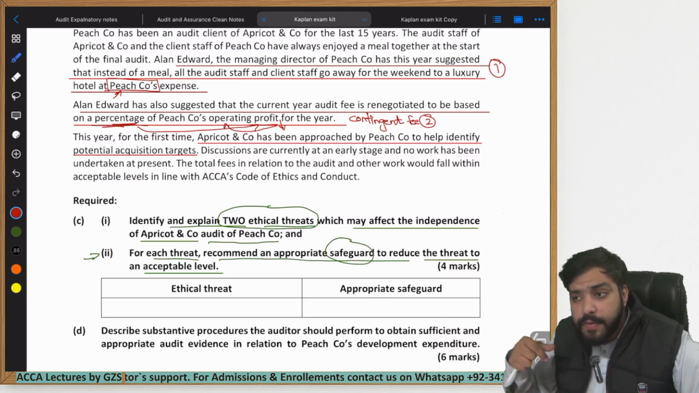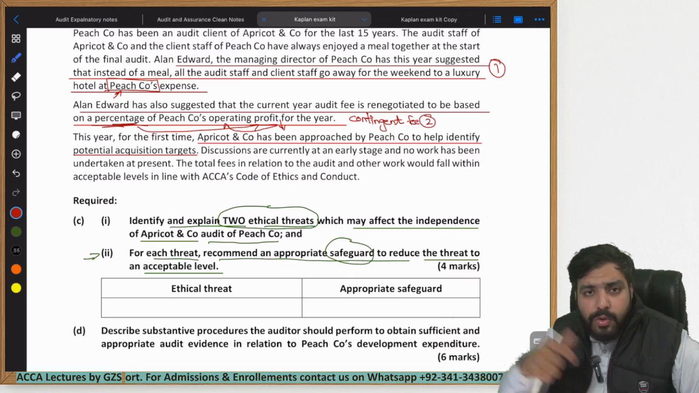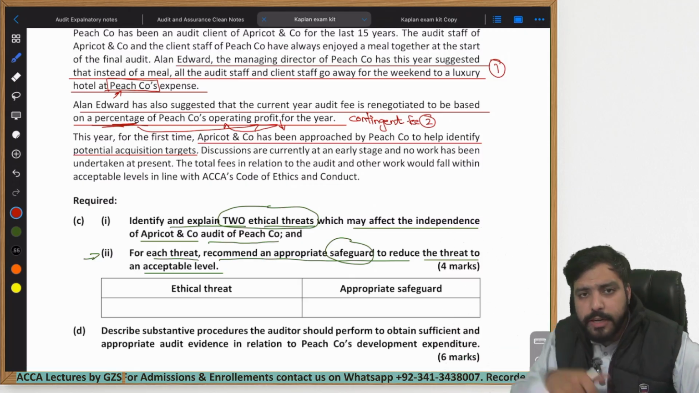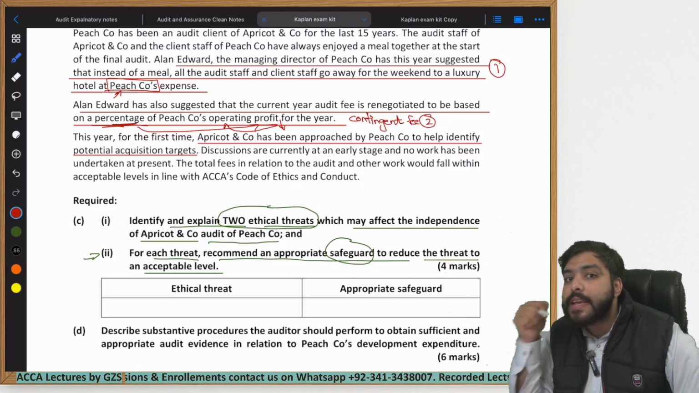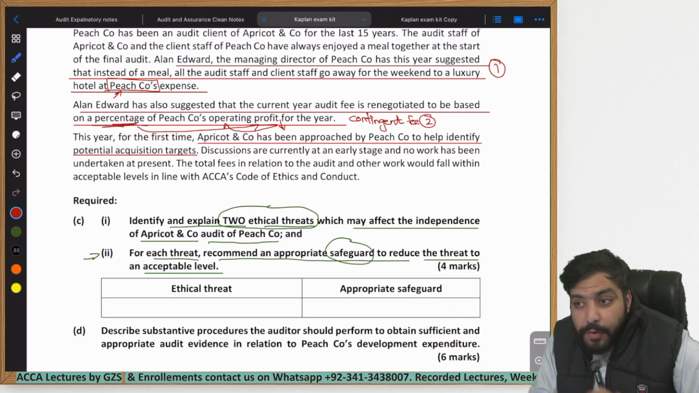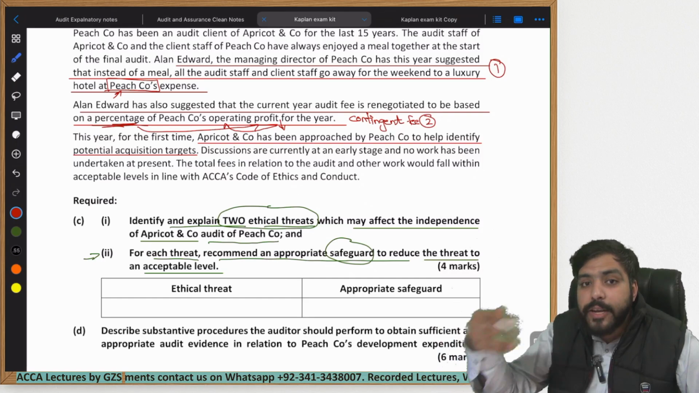And as an auditor, when we go back to audit Peach Corporation, when we go back to audit the statement of financial position, the consolidated financial statements, wouldn't we be auditing the same figures that we calculated? Wouldn't it be a self-review threat as well? Obviously, yes. Now, this would create two types of threats.